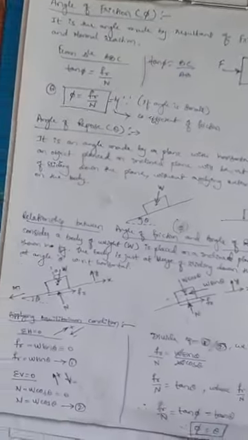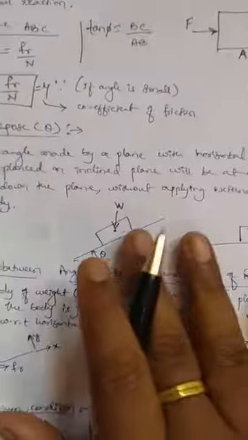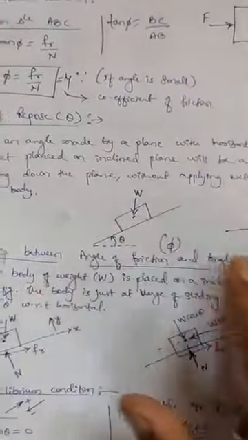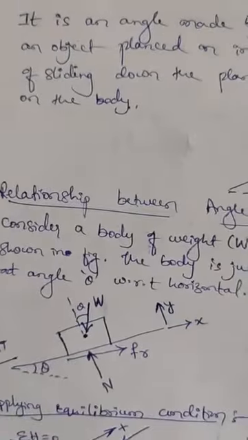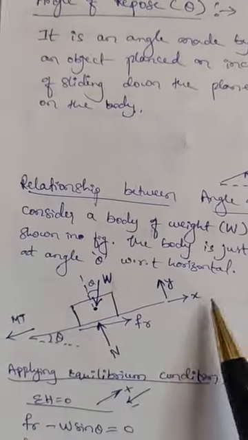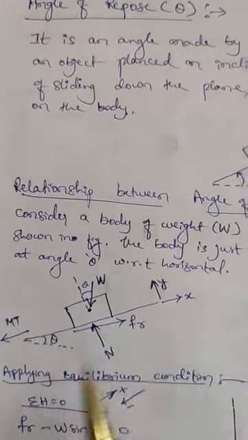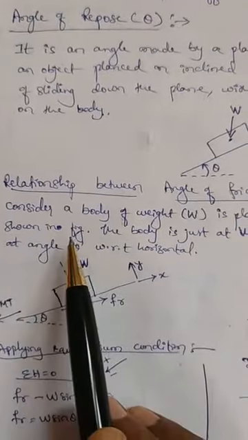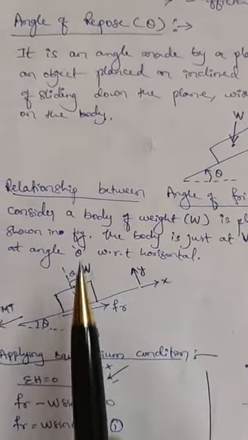Now to do that, again I have taken the same object placed on an inclined plane here. I have considered an inclined plane on which I have placed a body. The angle made by this plane is theta. The self-weight always acts vertically down along our actual y-axis.